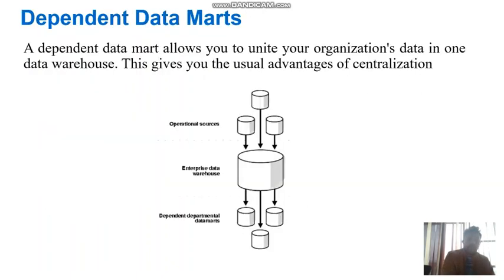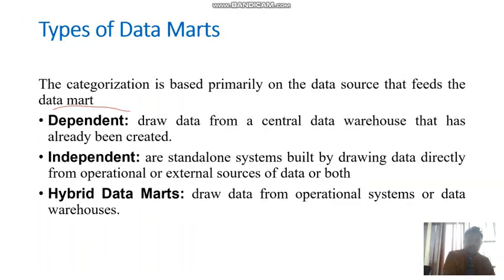One is dependent data mart, another one is independent data mart, and the third one is hybrid data mart. So what is dependent data mart? Data is drawn from a central data warehouse, which has already been created, and we have to only draw the data. It is dependent on the central data warehouse which has already been created.